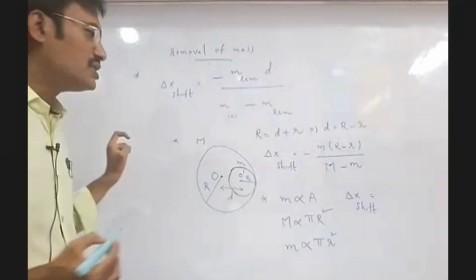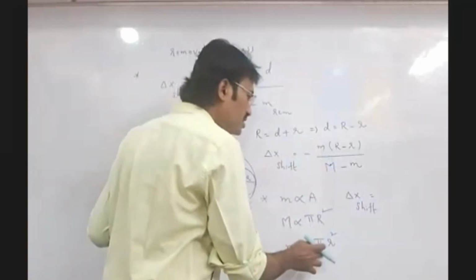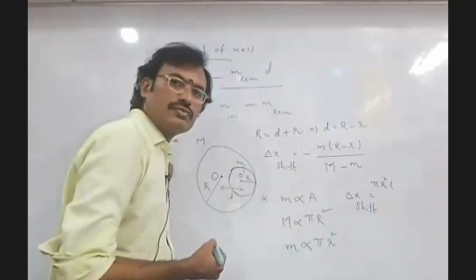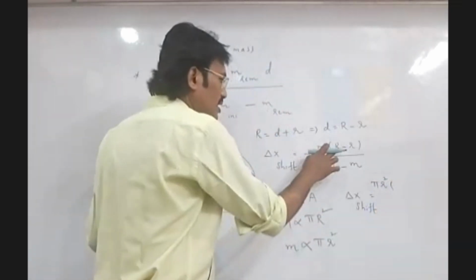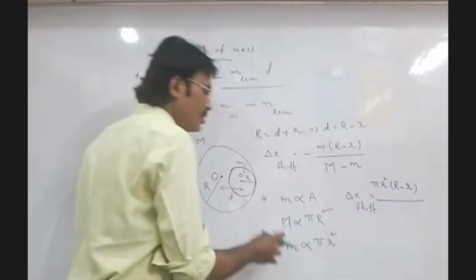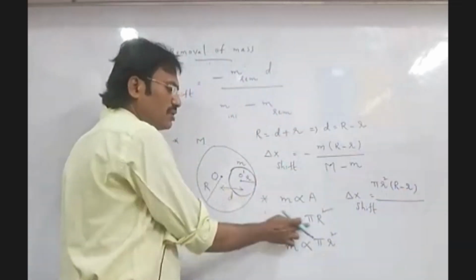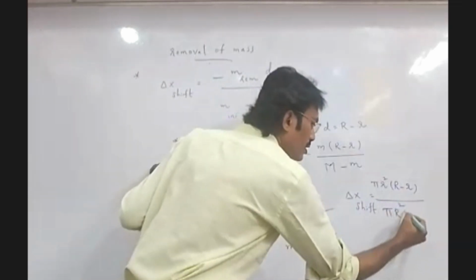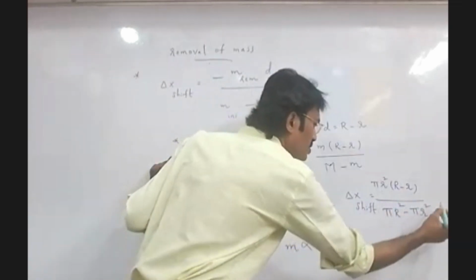Delta x shift is equal to small m. Small m is nothing but what? Pi r square, into, what about the distance? Capital R minus small r, by, what is the capital M? Capital M is nothing but pi capital R square minus pi small r square.